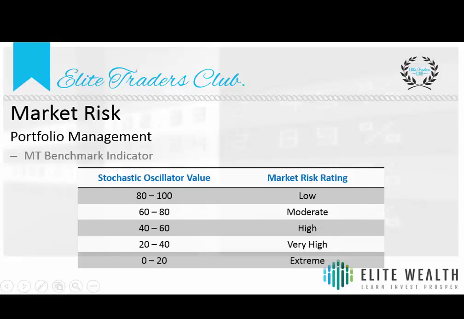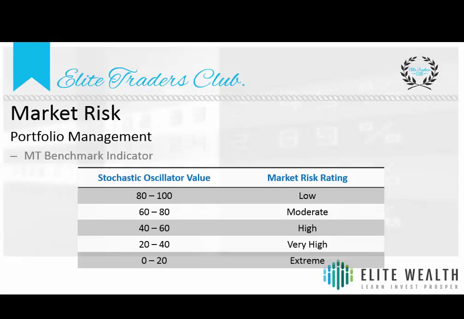So currently, as it stands, our portfolio management market risk indicator, if you like, is a stochastic that we use in Beyond Charts. And this stochastic is just an oscillator, and it moves up and down depending on what the price is doing in the benchmark index, whether that's the S&P 1500, the S&P 500, or our ASX 200 as examples. So typically when that oscillator moves above 80 and is between 80 and 100, it's telling us that we're in a low risk market environment.